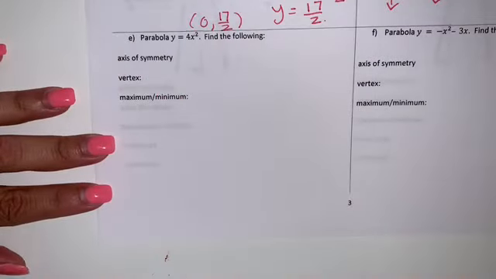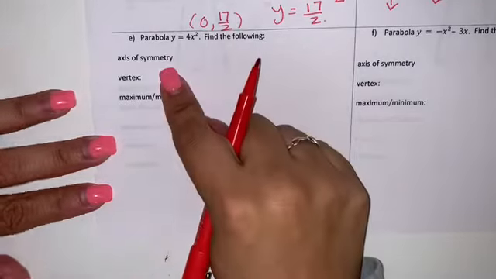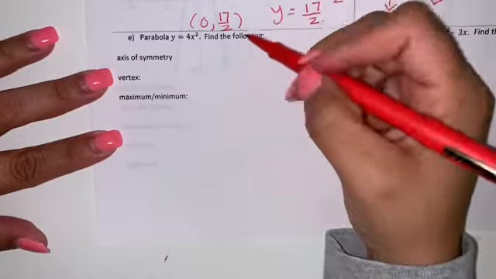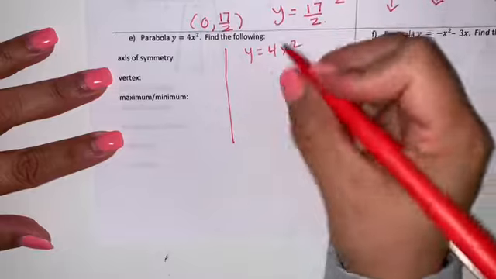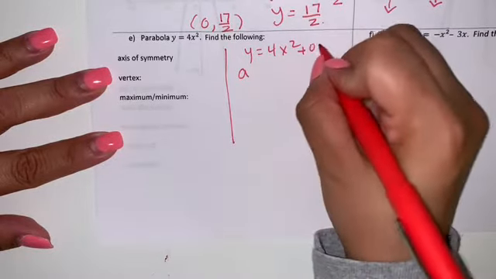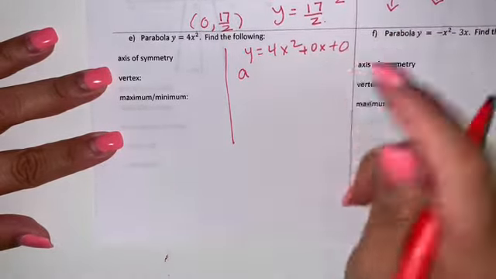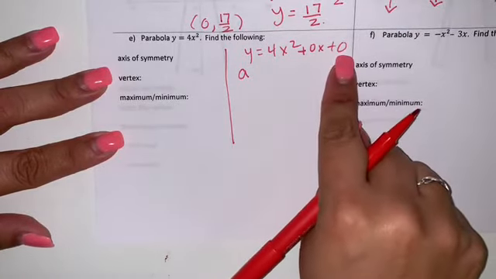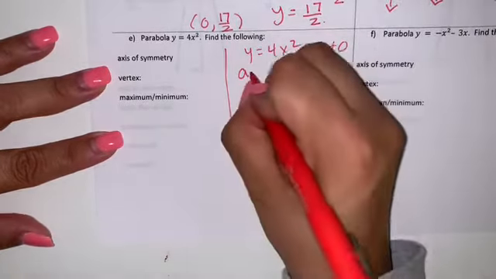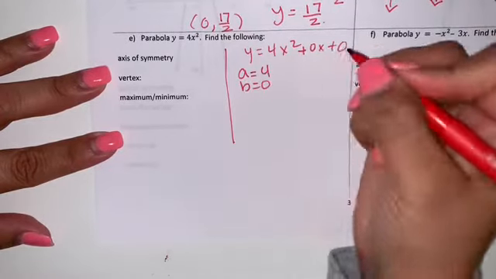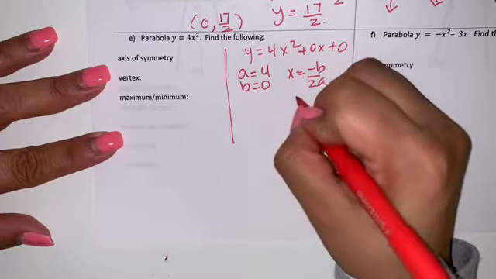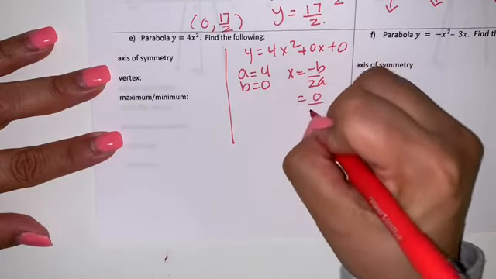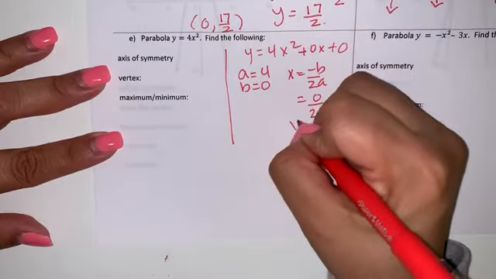Example E, a parabola y equals 4x squared. Find the following. So let's talk about the a, b, and the c. y equals 4x squared, and this is going to be plus 0x plus 0 because it doesn't have the rest of the equation in standard form. So a equals 4, b equals 0. And I'm going to say that x equals negative b over 2a. So I get 0 over 2 times 4, x equals 0.